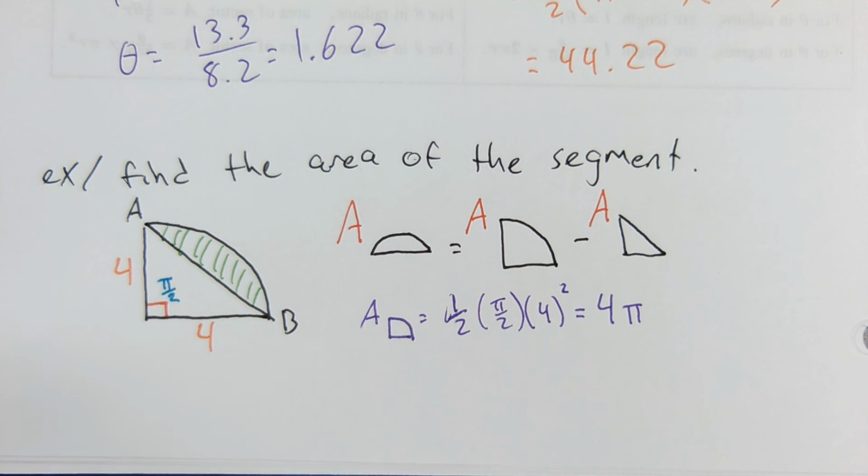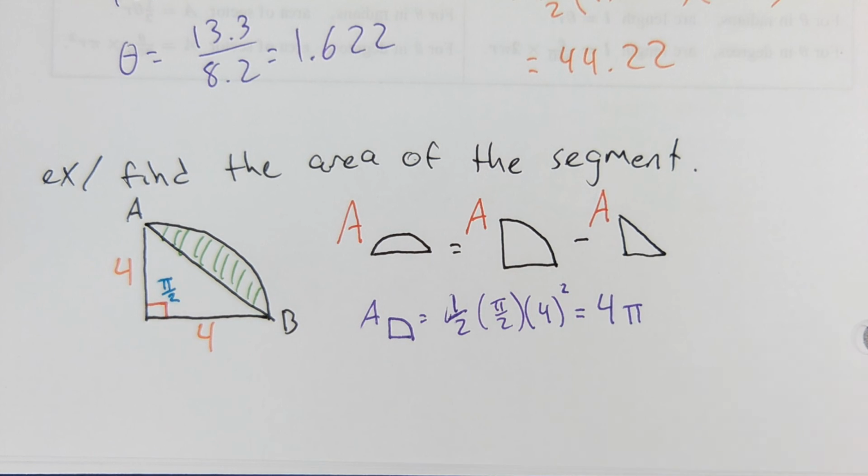Anybody see a quick way of getting to that answer, 4 pi? Why don't you just do pi r squared divided by 4? I mean, that is what it is, right? Pi r squared, the area of the circle. This is 1/4 of the circle. Just getting there a little bit faster. But that's me using the formula.